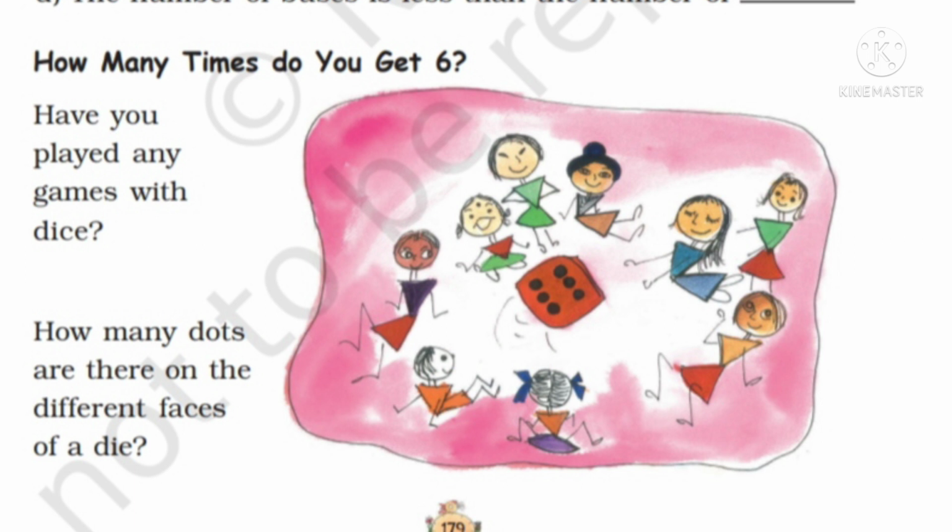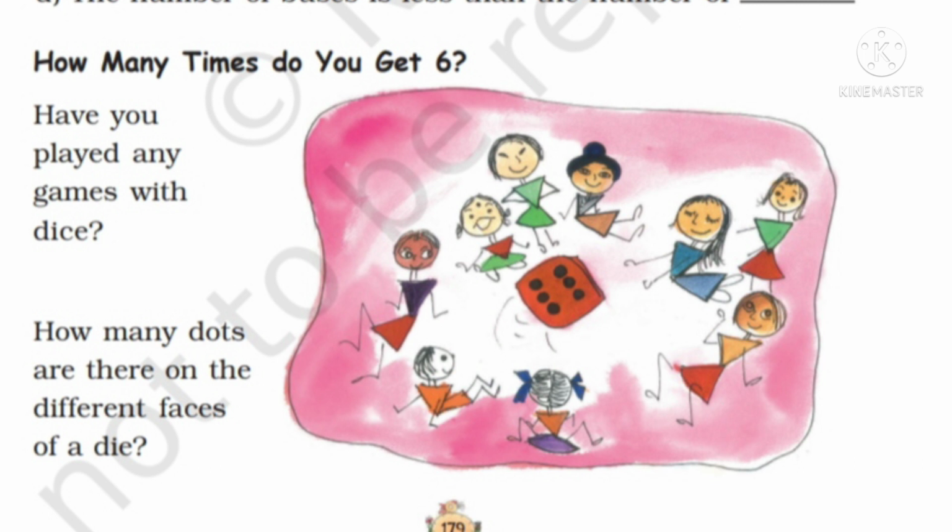How many times do you get 6? Have you played any games with dice? Yes. Which game did you play with dice? Snake and ladder. Okay. How many dots are there on the different faces of a die? On some faces there is 1, on one face there will be 2, then 3, 4, 5 and 6. On the 6 faces of a die there will be 6 types of dots.